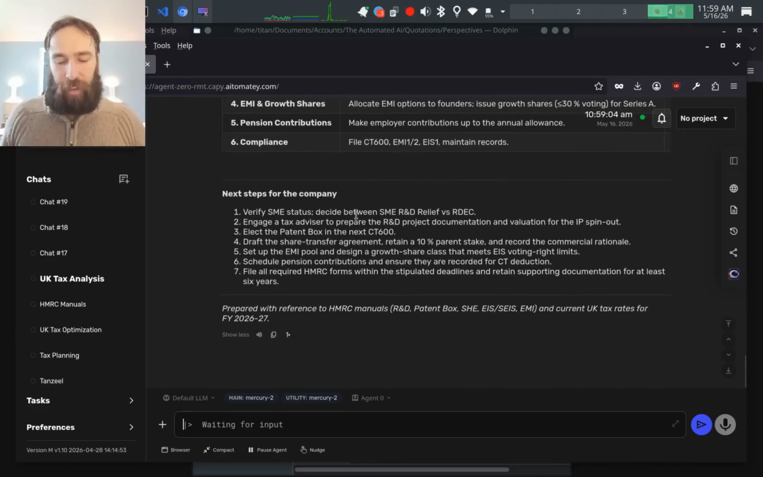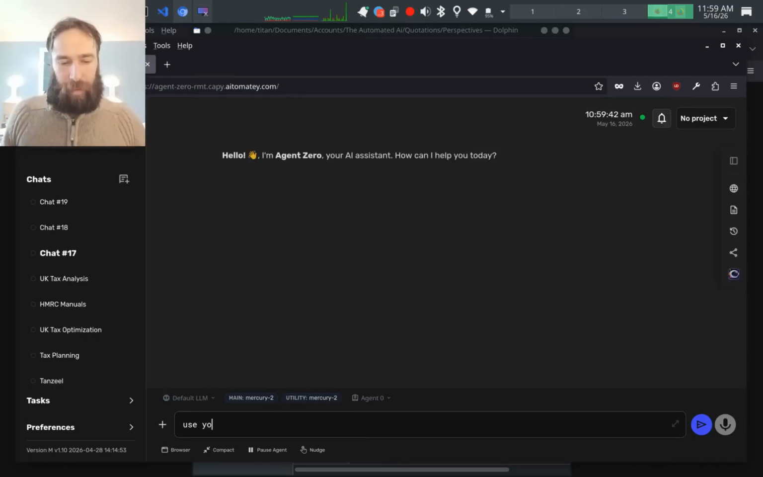So it gives you checklists, next potential steps to move forwards. It's not designed to replace an accountant or a tax professional. It's designed to work alongside them and reduce the amount of time that they spend going through the manuals. Here's the next one.